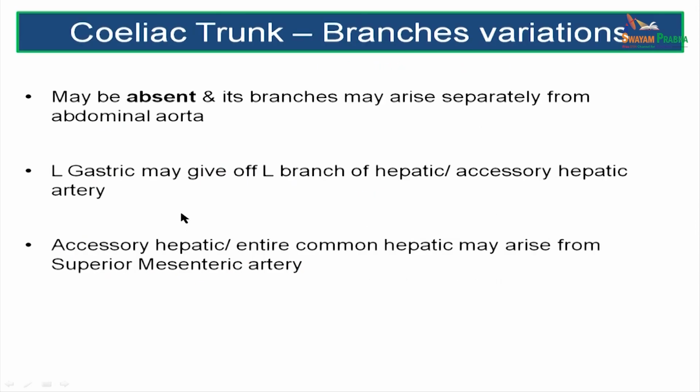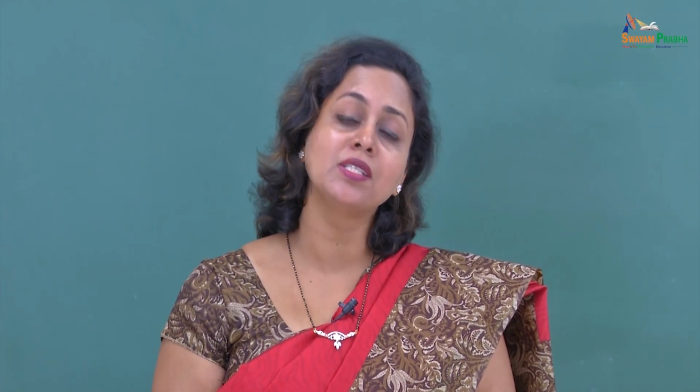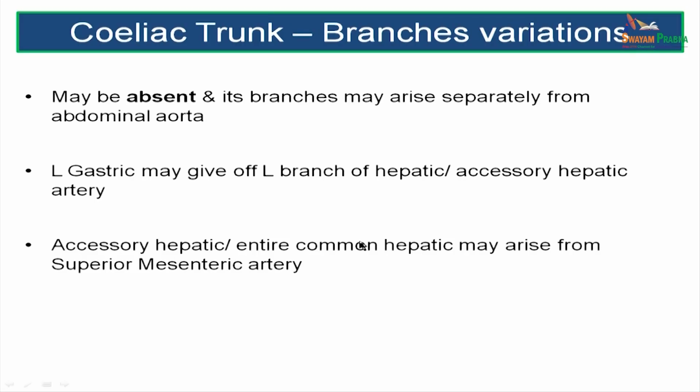We have described the three branches of the celiac trunk, but remember, there are a lot of variations in the arterial branching pattern here. Sometimes the celiac trunk itself is absent and the branches directly arise from the abdominal aorta. There could be anastomotic communications between branches of the celiac trunk and other vessels as well. Sometimes the left gastric artery gives off the left hepatic artery, or the common hepatic artery may arise directly from the superior mesenteric instead of the celiac trunk.